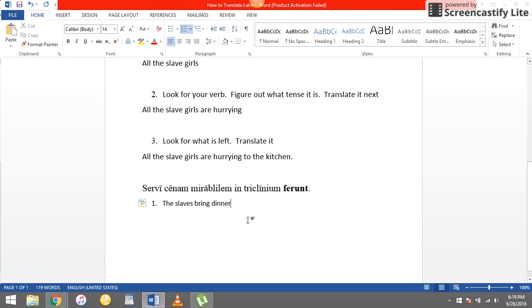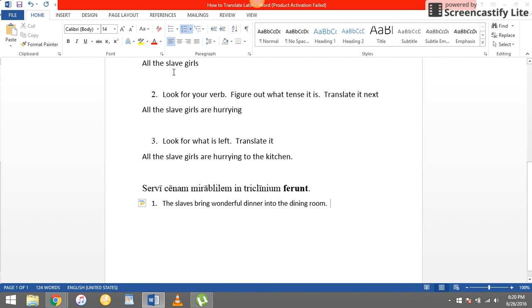It's probably an adjective. In English, the adjectives go before the nouns. So they bring, let's say we don't know what this means. What kind of dinner do they bring? Well, this word actually means wonderful. So we're going to put wonderful. They bring wonderful dinner, and what's left? A prepositional phrase. Into the what? Dining room.